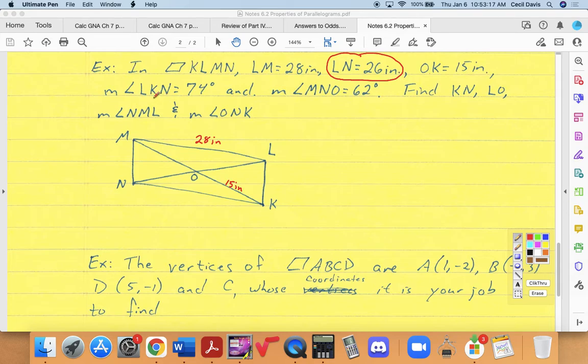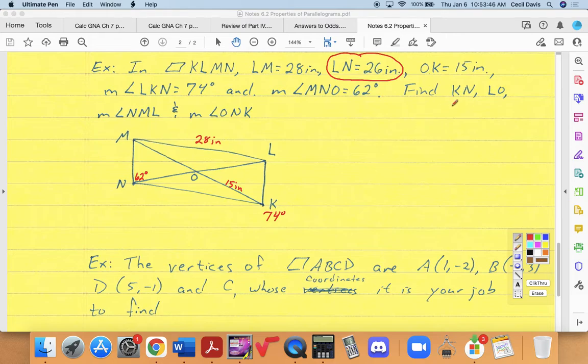The measure of angle LKN, that's this whole angle. Usually what I do for whole angles like that is I put them outside. The measure of angle MNO is 62 degrees. And then there's all these things they want you to find. Well, we'll see if we can do them in order.